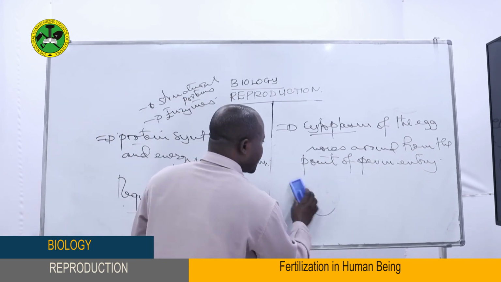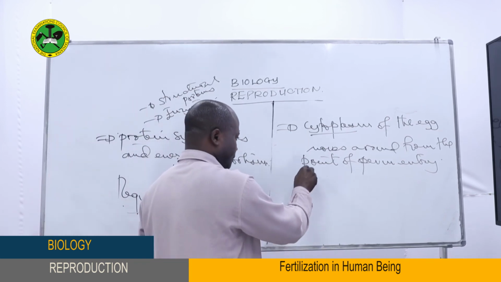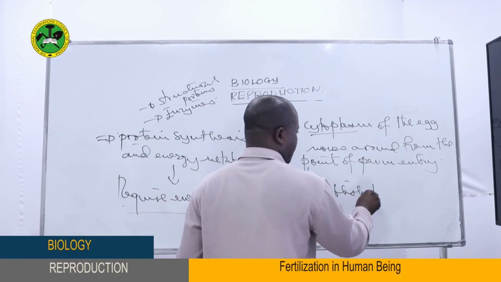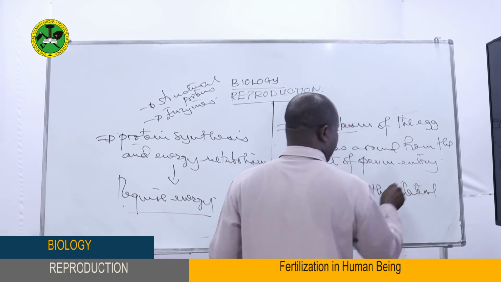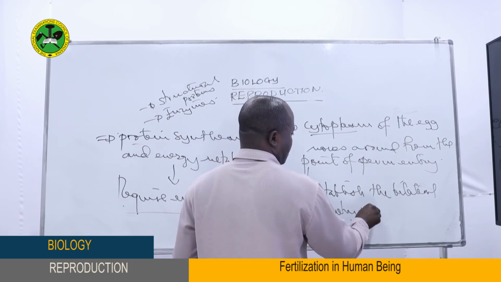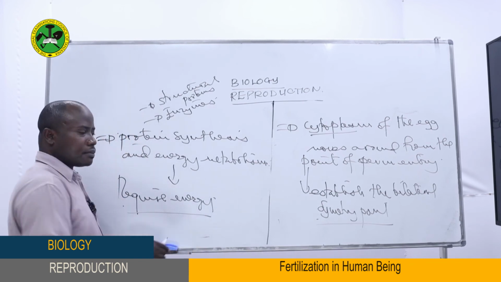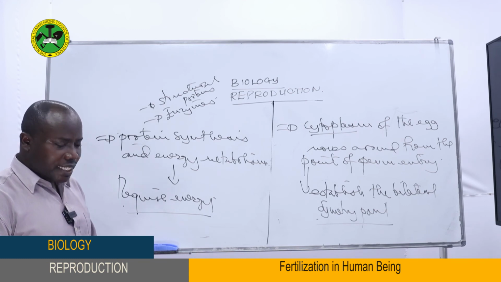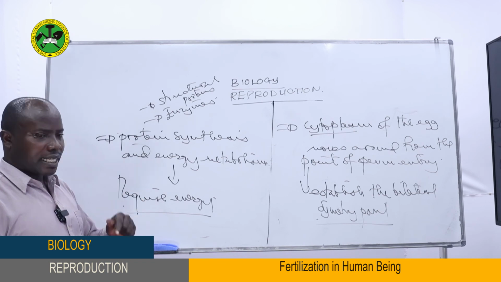The significance of this is to establish the bilateral symmetry point. Human beings are among the organisms which have bilateral symmetry. The bilateral symmetry is established during fertilization.